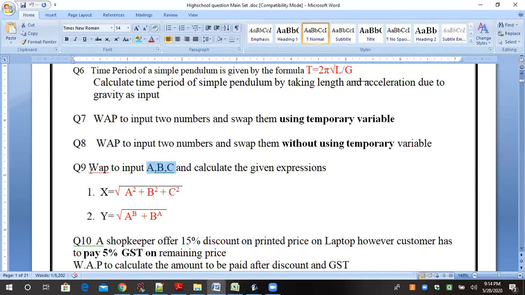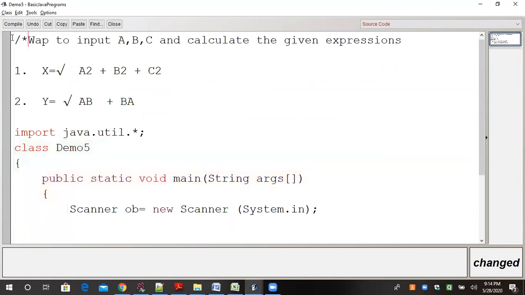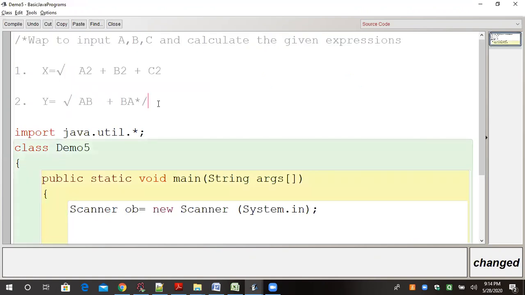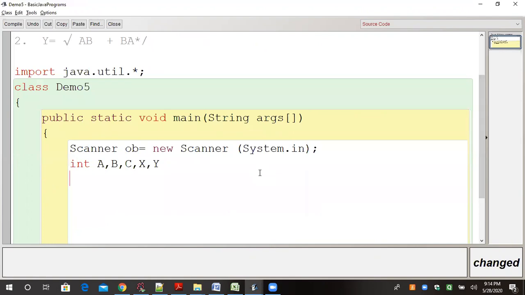What is the question? Control C, Control V, and Control V. Now I'm doing the multi-line comment. Done. So first of all, we have to take the input from the user, that is A, B, C, int A, comma B, comma C. And we have to calculate x and y. Okay, and x and y formula is given. So how to take the three values from the input?